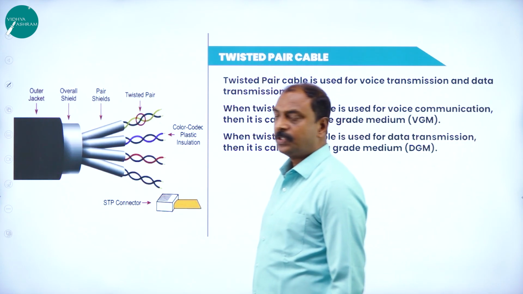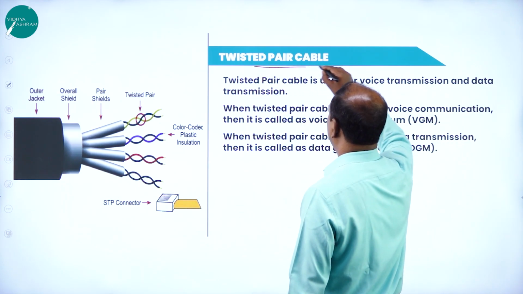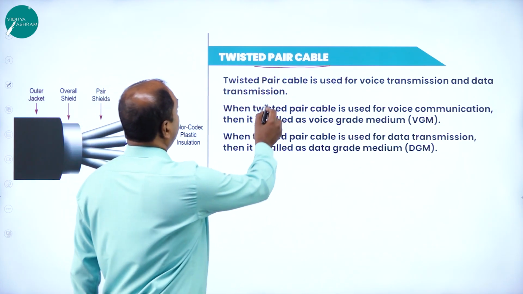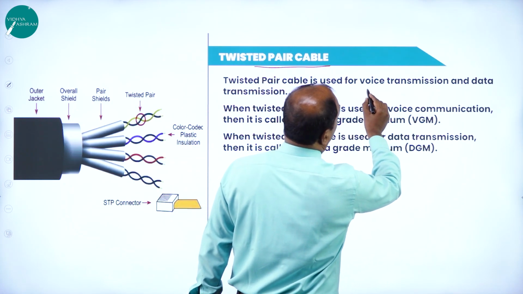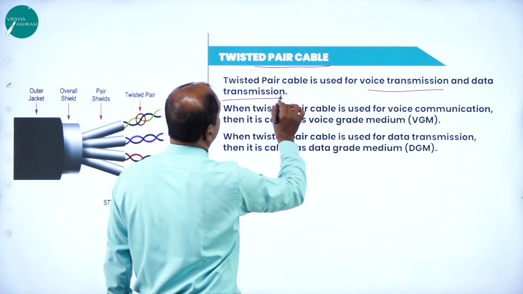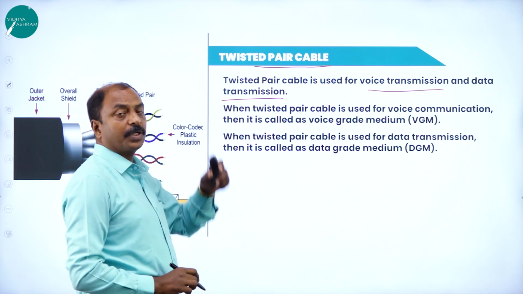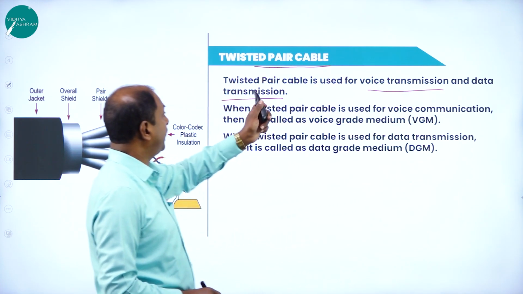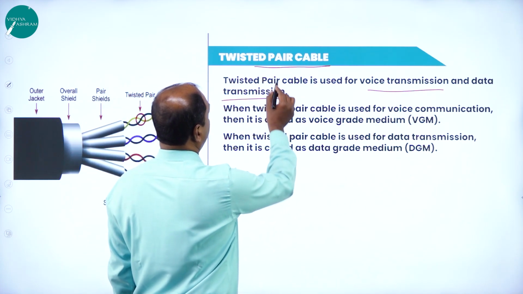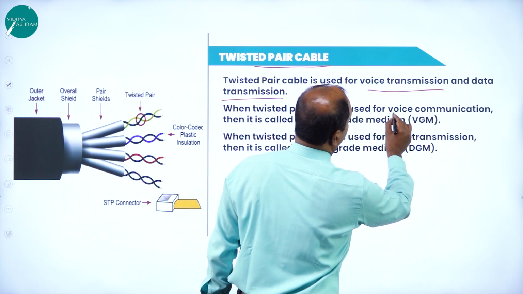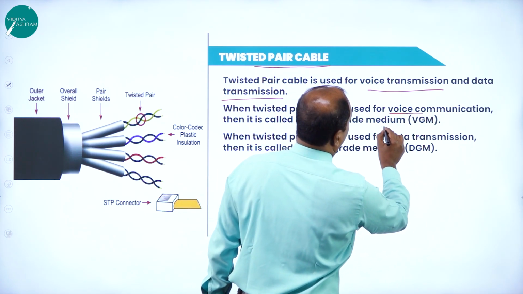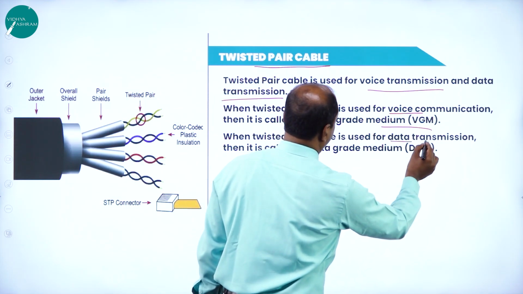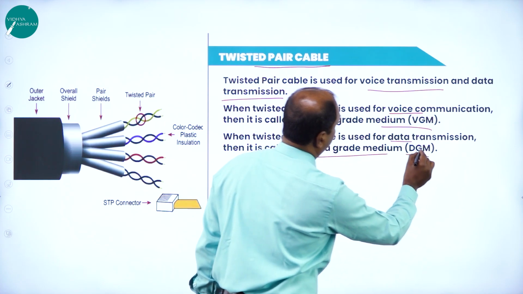Now let us see the first one. What is a twisted pair cable? This is one of the guided media. The twisted pair cable is used for voice transmission as well as data transmission. When twisted pair cable is used for voice transmission, it is called VGM, voice grade medium. And if it is for data transmission, it is called data grade medium, DGM.